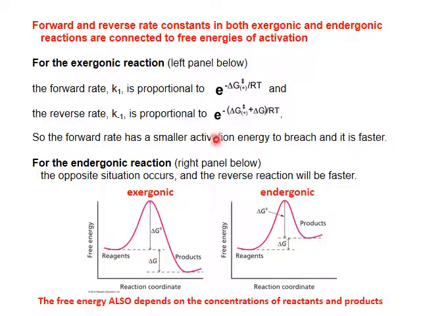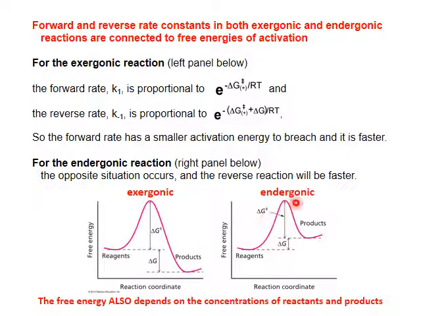So in terms of these activation energies and the delta G of the reaction itself, the forward rate has a smaller energy of activation to overcome than the reverse rate, because the reverse rate has to overcome the delta G plus the delta G double dagger. So this says it favors the forward direction, and the reaction is exergonic based on the negative delta G here.